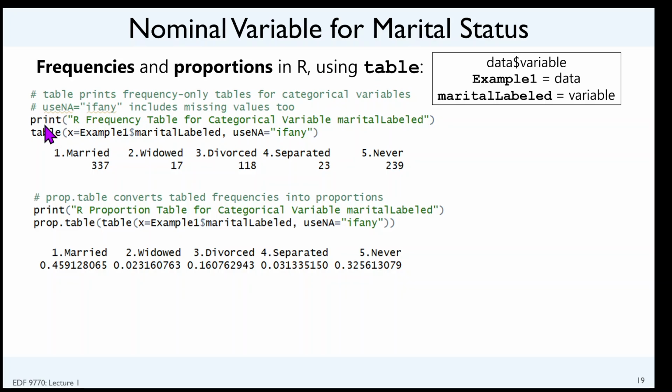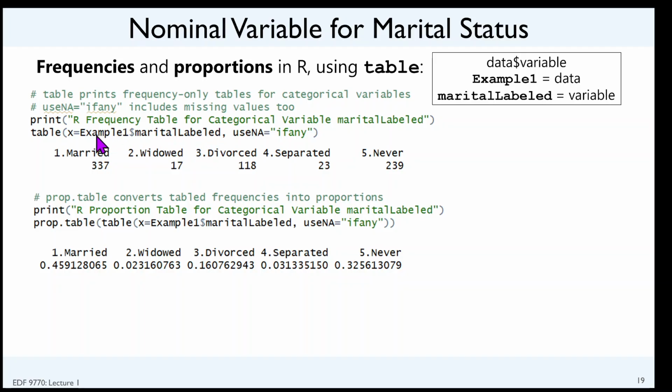So I'm on slide 19 here. Print is how you can put just text in your output. So those are like notes to yourself as to what the numbers below it mean. Table makes a table. X equals is what would you like tabled? And note the dollar sign here.